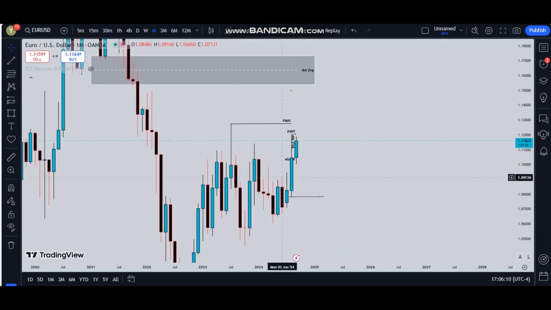So for me, EURUSD is looking bullish, and I'm anticipating to see this previous candle's high, which happens to be a monthly candle, taken, as well as later on we can expect these previous monthly highs being taken, because we don't have any resistance.